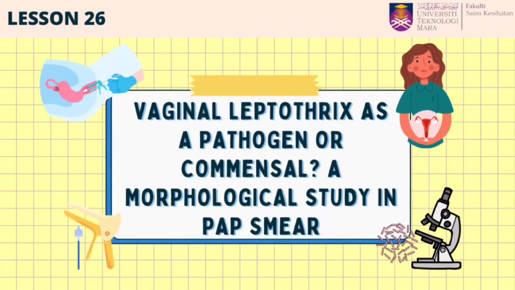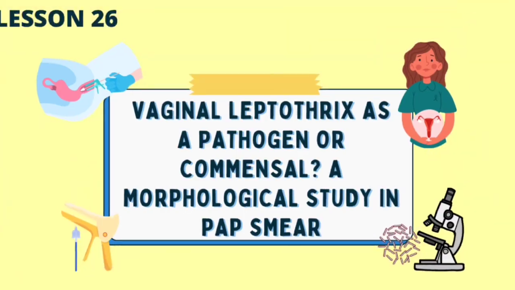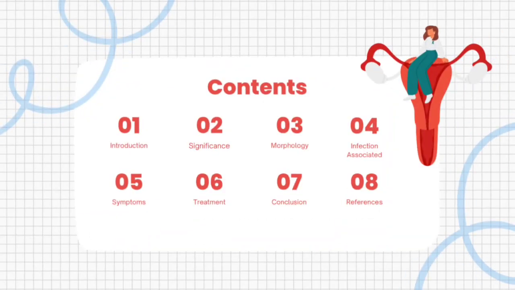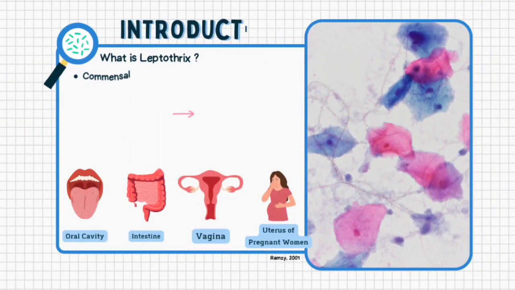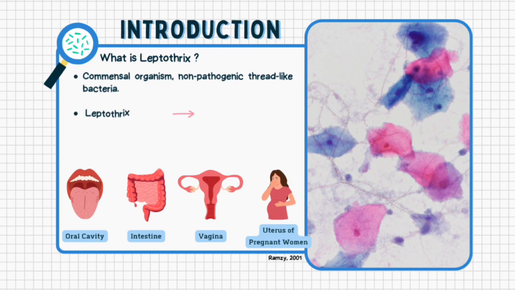Vaginal Leptothrix is a pathogen or commensal, a morphological study in Pap smear. So first of all, what is Leptothrix? Leptothrix is a commensal organism, non-pathogenic thread-like bacteria. It is also classified as one of the endogenous normal flora in the vagina.